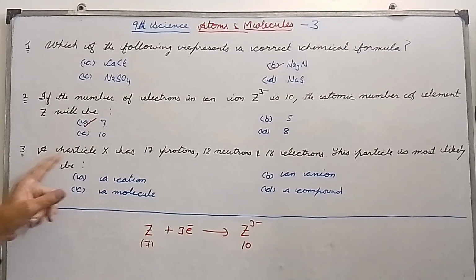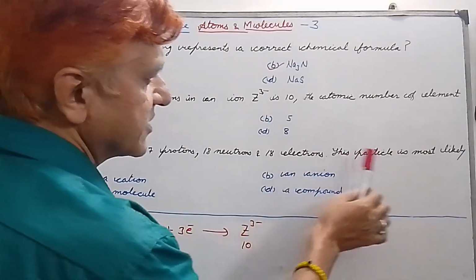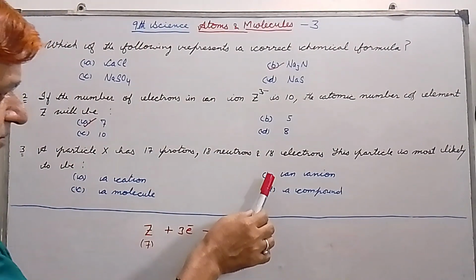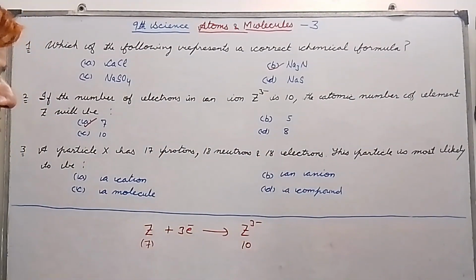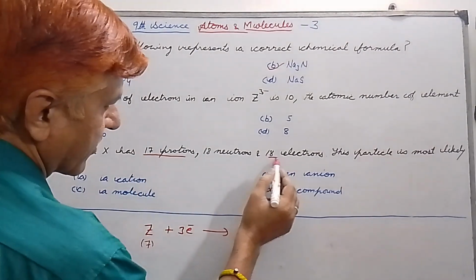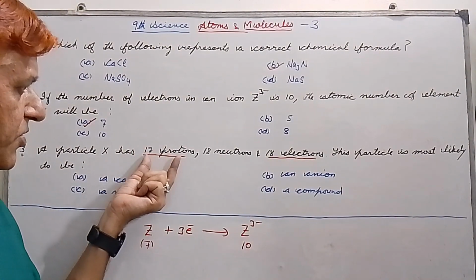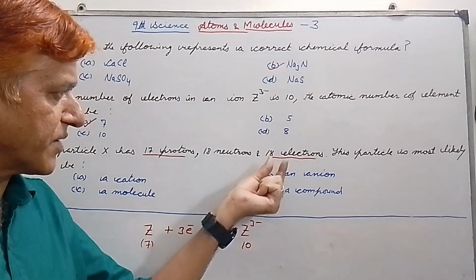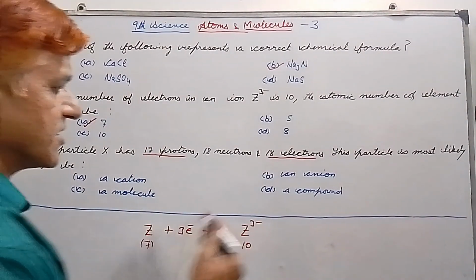Next question. A particle X has 17 protons, 18 neutrons and 18 electrons. This particle is most likely to be: first option is a cation, B is an anion, C is a molecule, D is a compound. So my dear students, here you will see only 2 things, that is the number of protons and the number of electrons. Here you can see that the atom has 17 protons and 18 electrons. It means the number of electrons is more. So if the number of electrons is more, then obviously it is an anion. So B is the correct option.